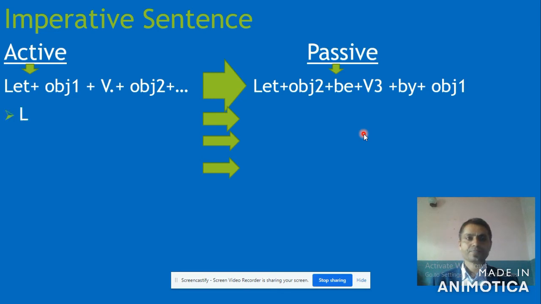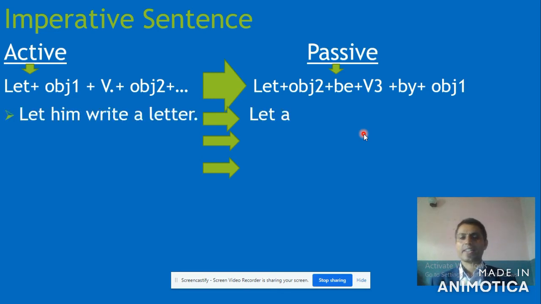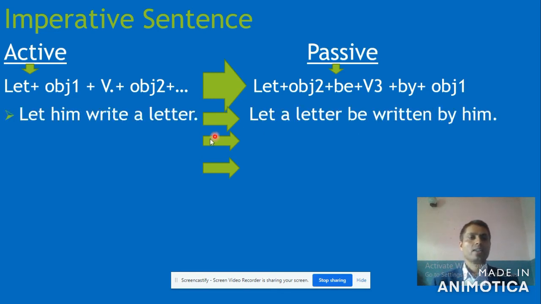Okay, look at here. Let him write a letter. Let him write later. So this begins with "let", an active sentence. Object 1, this is what? "Him" is object 1. Then "write" is the verb, and "letter" is what? Object 2. This is active. So if you are given such a sentence in your exam or even in your exercise book, then you have to apply this structure. First, you have to write what? "Let". The "let" remains "let", no doubt.